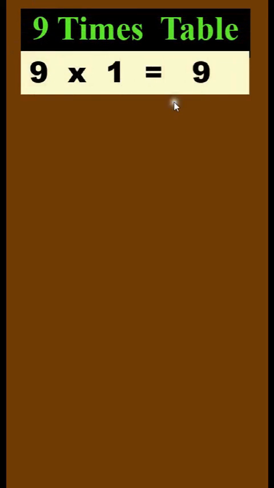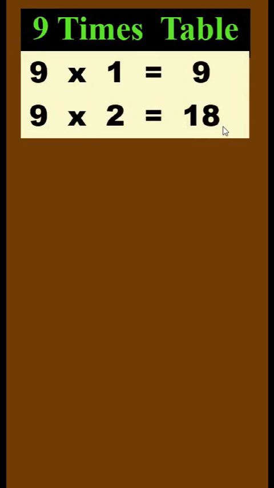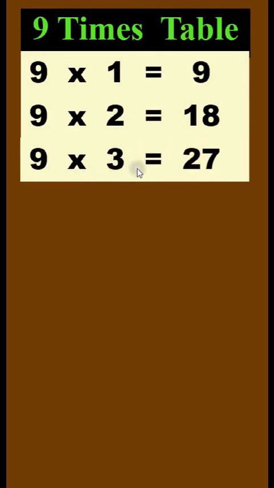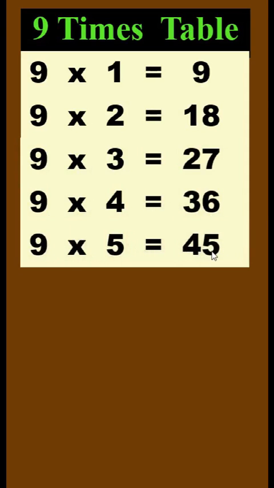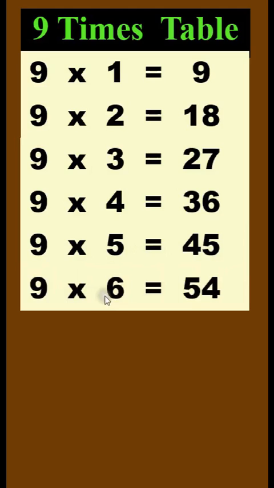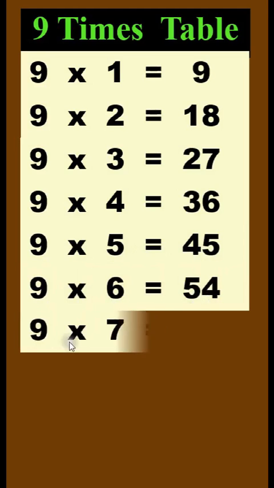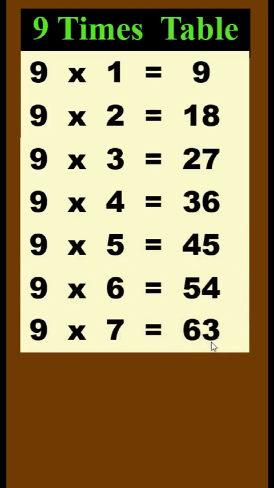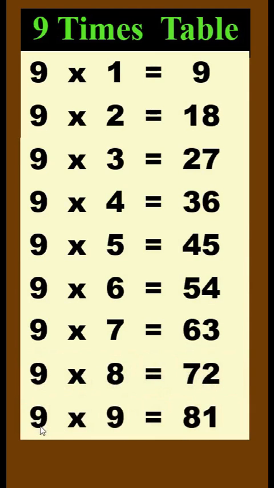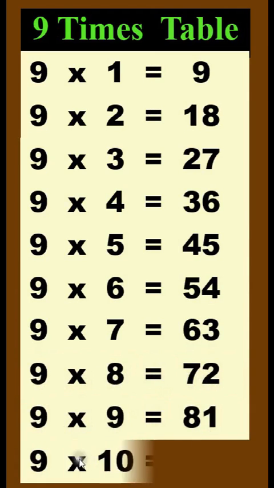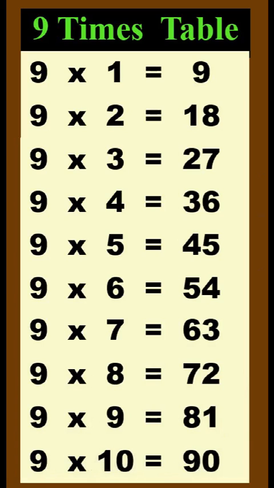9 times table. 9 times 1 is 9. 9 times 2 is 18. 9 times 3 is 27. 9 times 4 is 36. 9 times 5 is 45. 9 times 6 is 54. 9 times 7 is 63. 9 times 8 is 72. 9 times 9 is 81. 9 times 10 is 90.